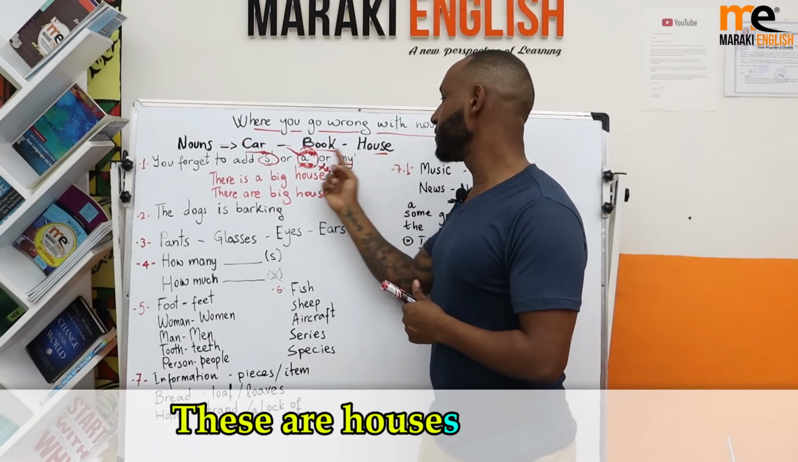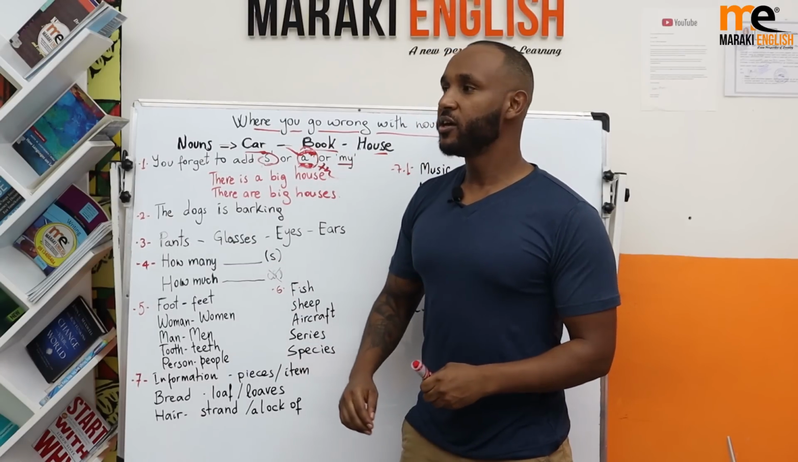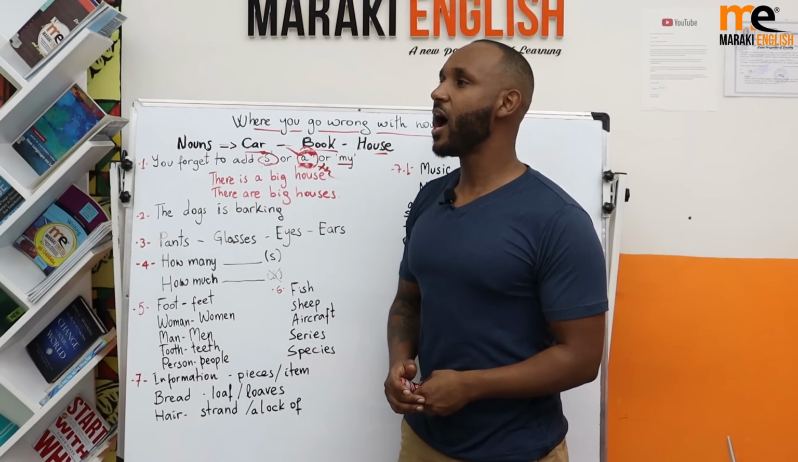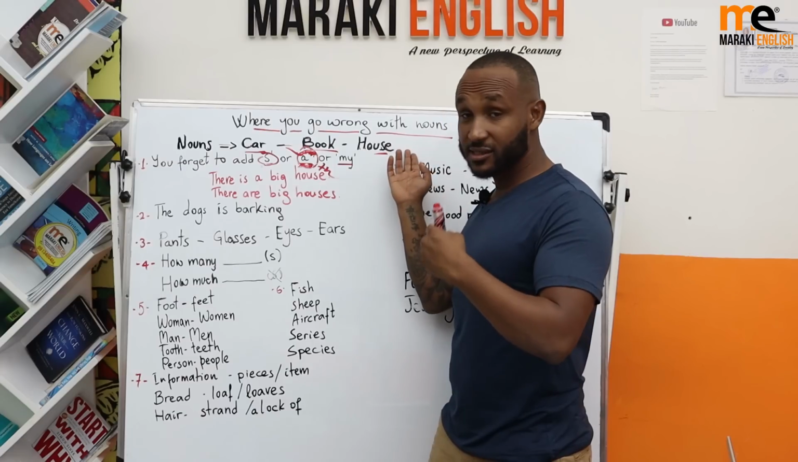Again, I have house and I'm adding s. So I'm saying these are houses. You don't say these are house. No. Okay? These are houses because s is there.